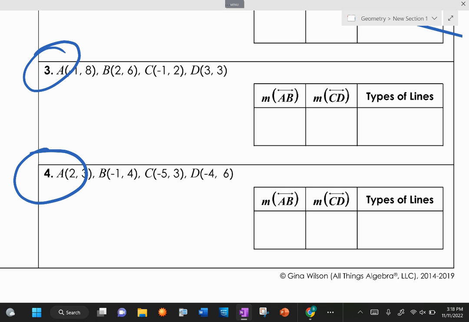Guys, be really careful with the negative on top and the negative on bottom. That slope is a positive slope. So if it's gonna be perpendicular, it's gonna be like the opposite, right? Alright, so this is undefined.